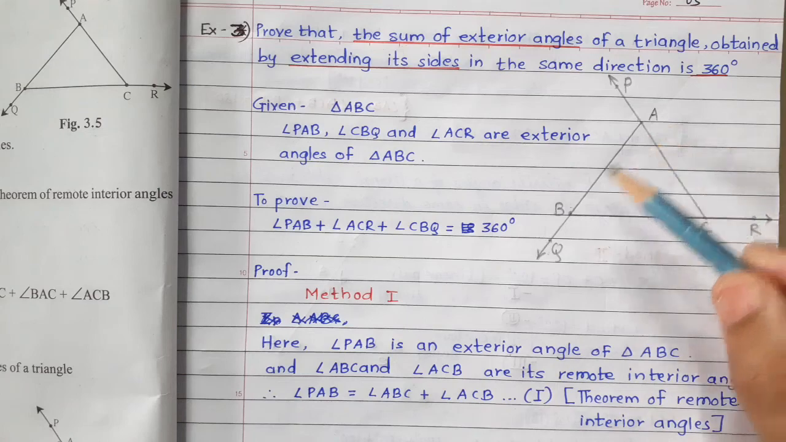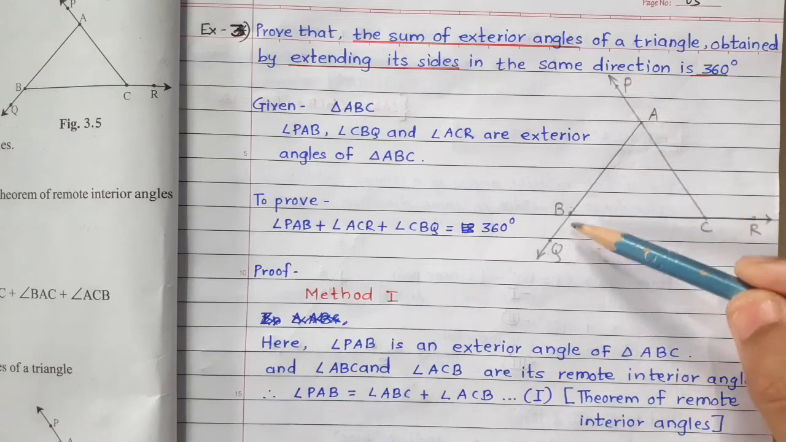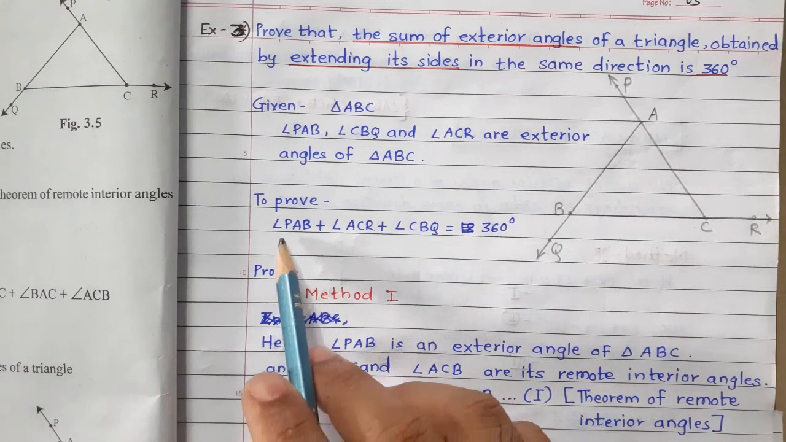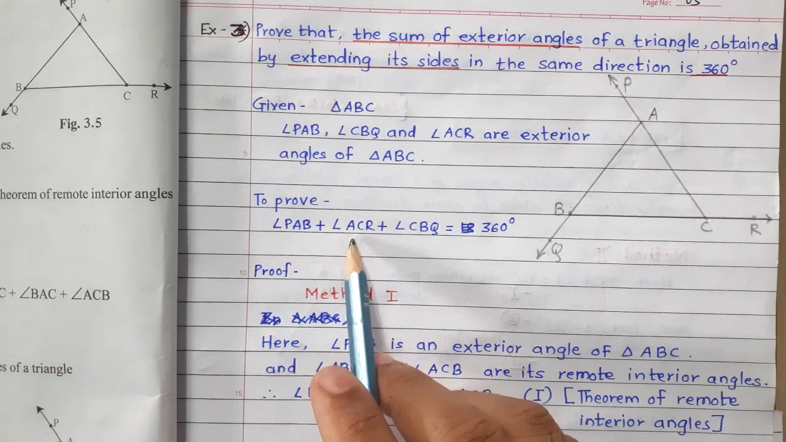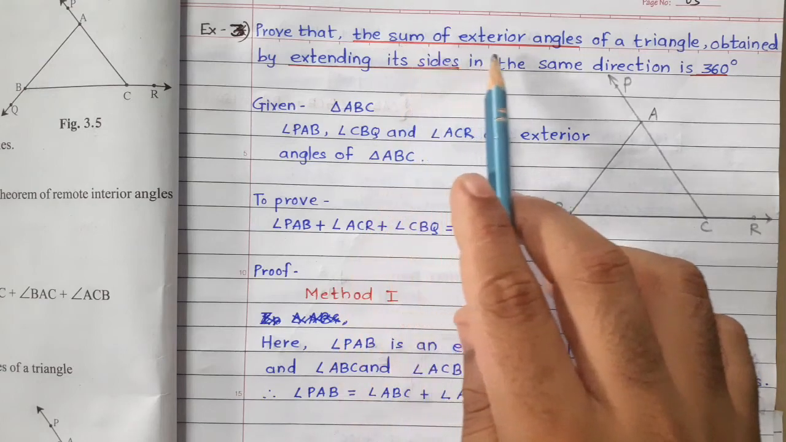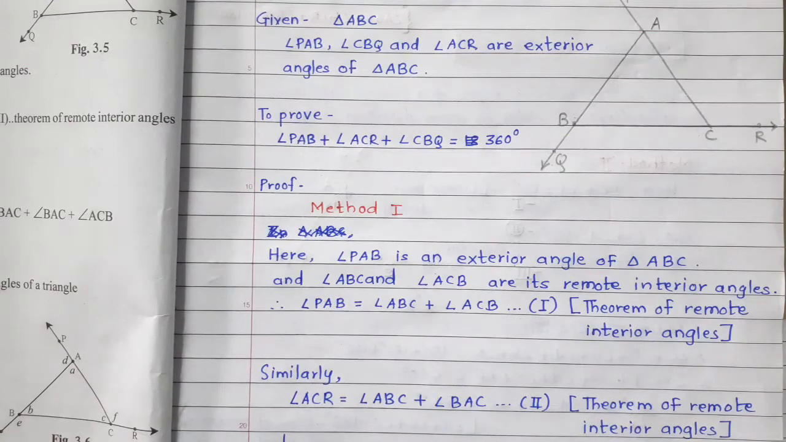After extending the sides of the triangle, we have angle PAB, angle CBQ and angle ACR as exterior angles of triangle ABC. And here we have to prove that angle PAB plus angle ACR plus angle CBQ is equal to 360 degrees. That is, the sum of exterior angles is 360 degrees. Now we will see the proof by two methods. Method first.